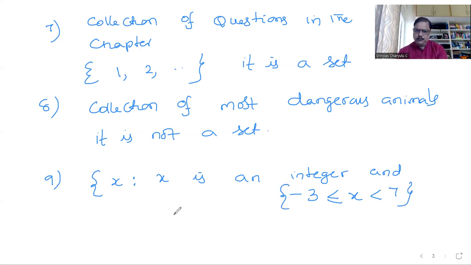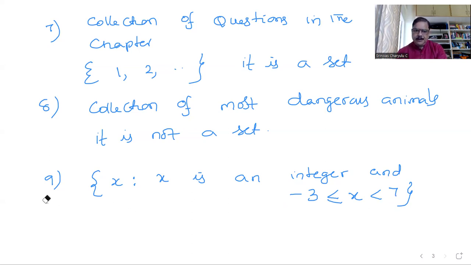So we are supposed to now make the elements of this set. They have given the definition like this: x is an integer and x is lying between -3 and 7. They have given one symbol, is equal to, here. That means x is equal to -3. But here they have not given that inclined line, therefore it's not equal to 7.